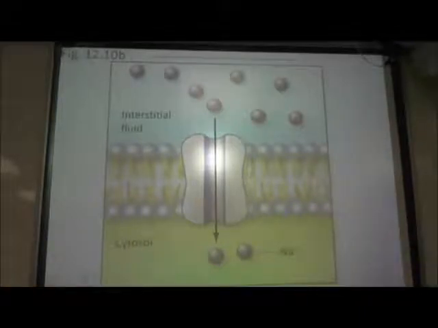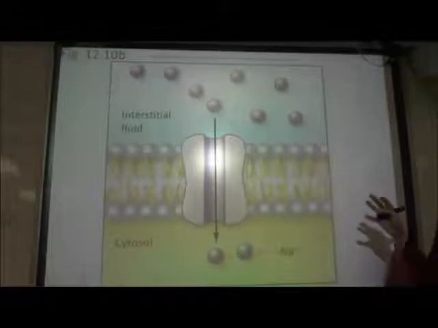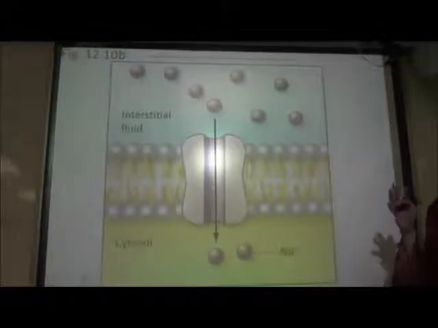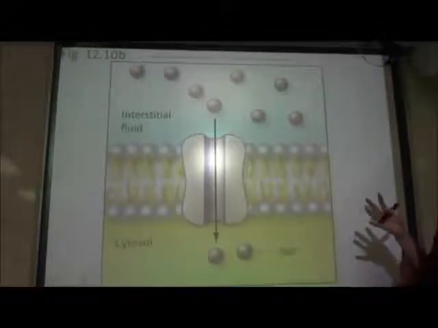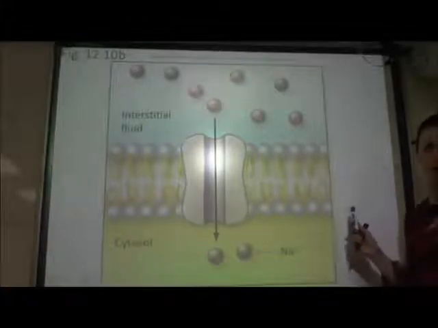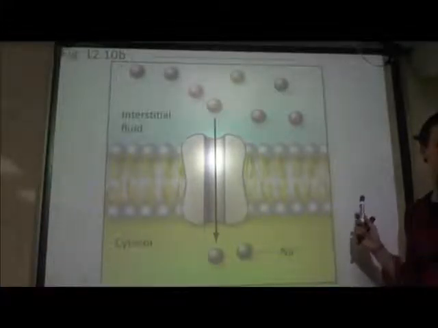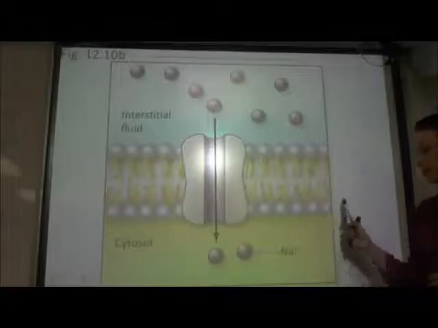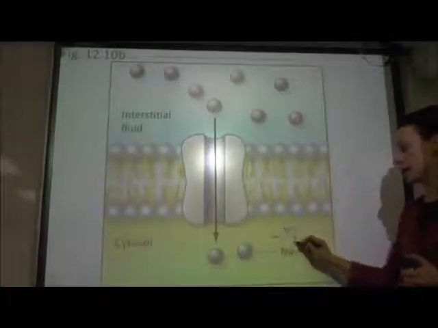And it's the differing number of these leak channels that is going to set the specific resting membrane potential for different cells. So in our muscle cells, the resting membrane potential was negative 90 millivolts. There were a lot more potassium leak channels in our muscle cells than there are in neurons. The resting membrane potential of our neurons is negative 70 millivolts.